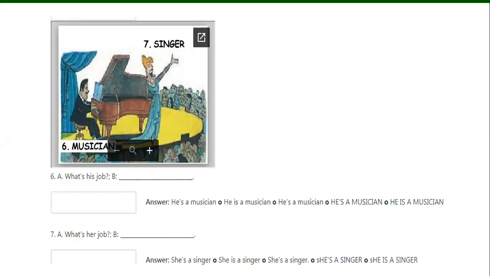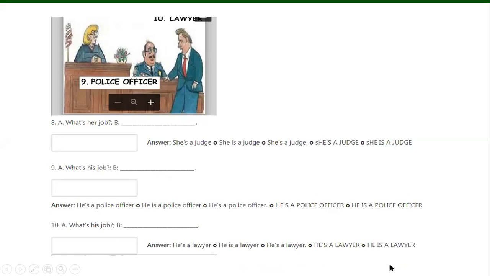What's her job? She's a singer with a contraction. She's a singer with no contraction. She's a singer with contraction and a dot at the end. She's a singer with all of them capitals. So you can answer this way. Number eight, what's her job? The answer, she's a judge, and you can use it with the contracted form. You can use it with no contraction or capitals, right? Number nine, what's his job? He's a police officer. Again, you can use a contracted form or the full form. He is a police officer. And again, you can use contraction with all of them capitals or all of them capitals with no contraction.